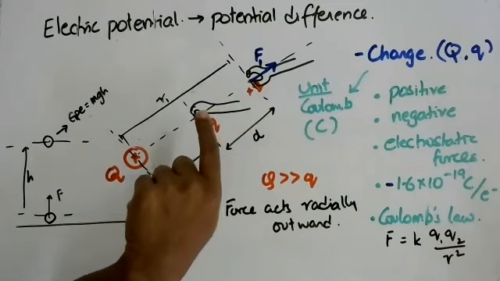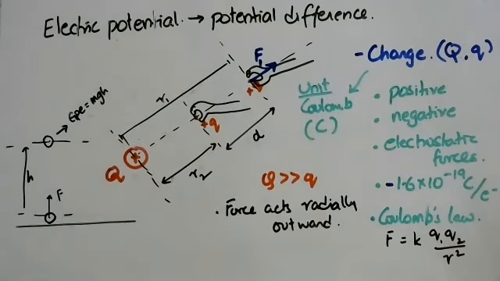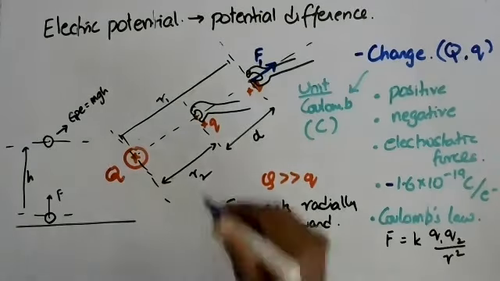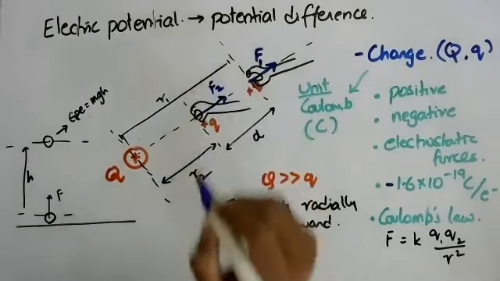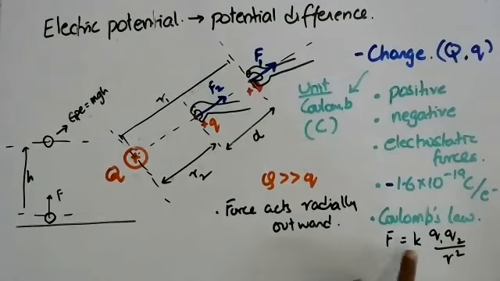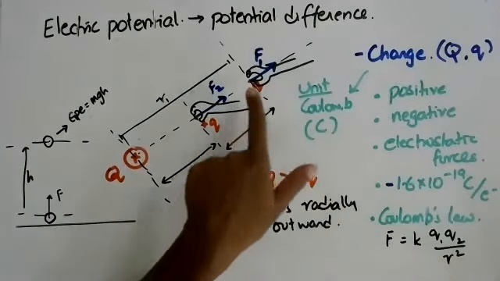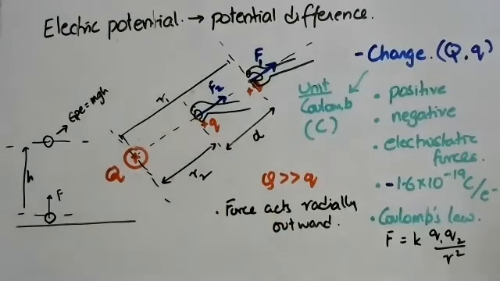So when I get to this point, I'll be experiencing a new force, which will then be k times q1 q2 divided by r2 square. So over here it will be r1 square, over here it will be r2 square.